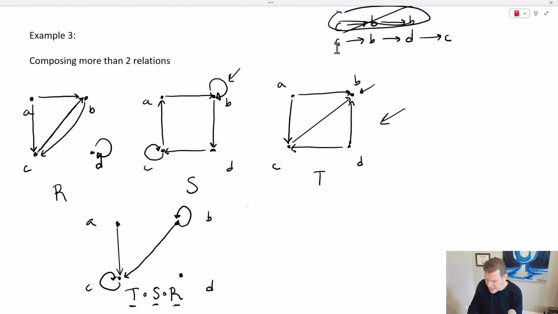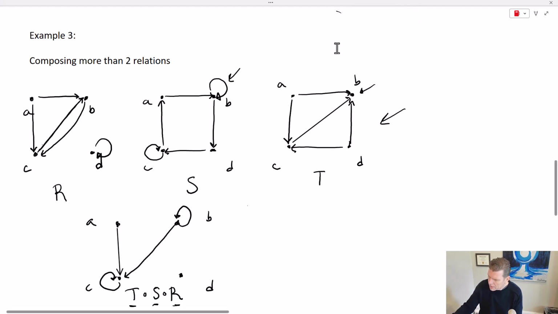Finally, we're going to take a look at D, and we're going to notice that D goes to D. That's going to be a self loop there. So we have D goes to D in R. Then we're going to see that in S, what goes to D is going to go to C. So D goes to D goes to C.